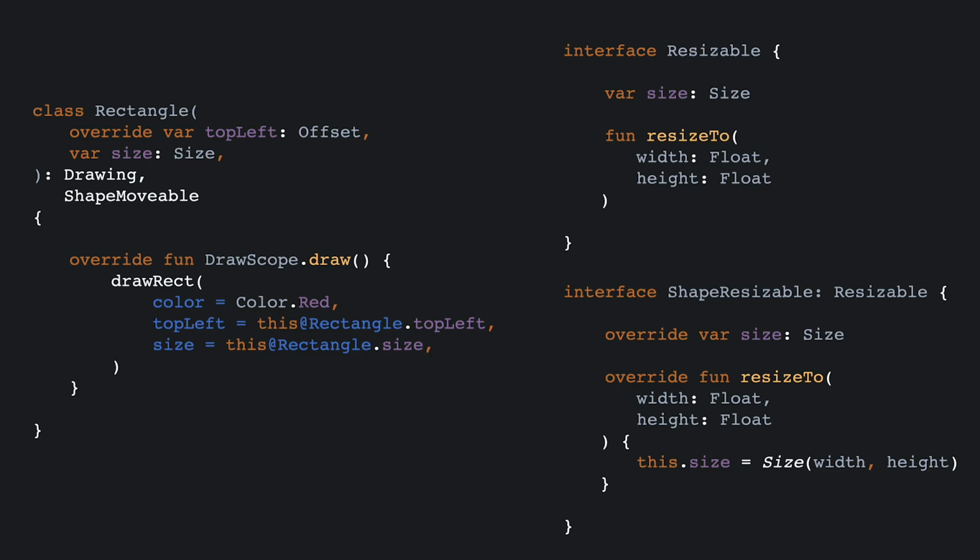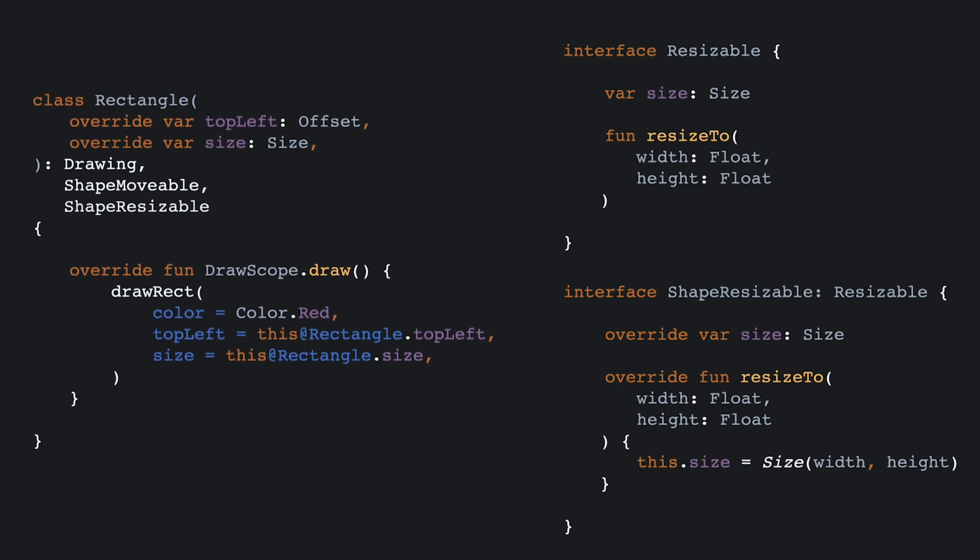Now we can simply use the shape resizable interface in our rectangle, and also we need to add the override keyword to the size. And as you can see how easy it is to add new behaviors to certain classes, and we don't need to deal with the already existing classes like circles and polygons and so on.